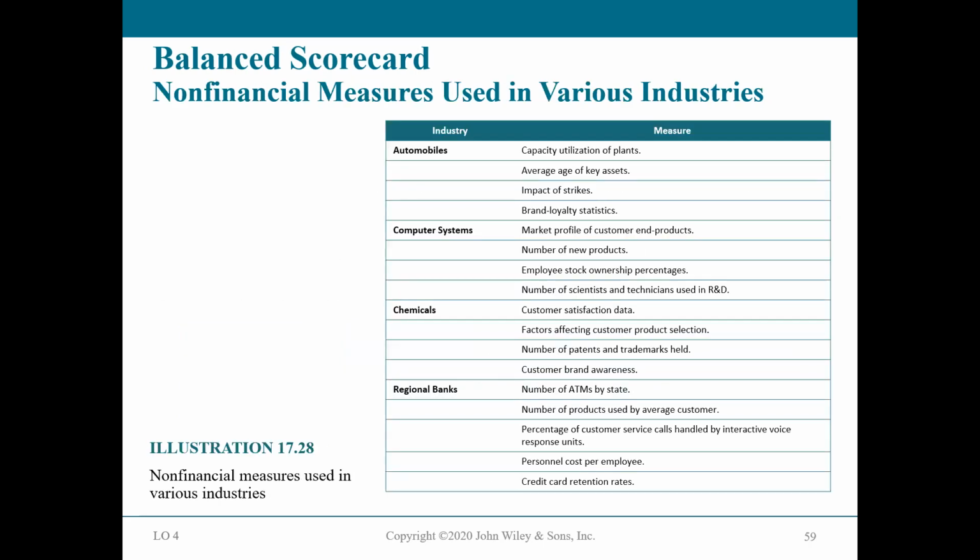So some of the non-financial measures that are used in industries, so in the auto industry, perhaps they measure the capacity utilization of plants. What's the average age of their assets? What's the impact of any strikes? Computer system companies, how many new products do they have? How much R&D are they doing? Banks, numbers of ATMs, personnel cost per employee, whatever that might be. So these are just some examples of non-financial measures that are used for balanced scorecards. You might look at employee turnover. You might look at employee retention, the average number of years that an employee stays with you, things like that.